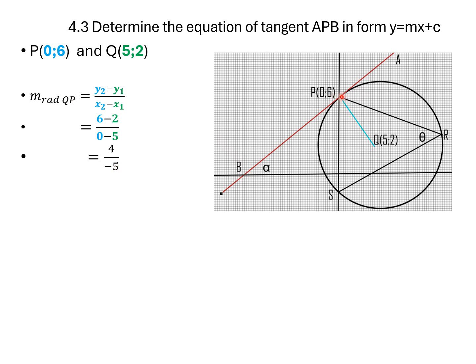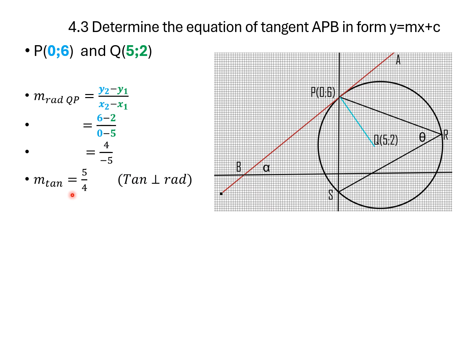But remember, radius and a tangent always meet at 90 degrees. So that means the gradient of the radius times the gradient of the tangent must always equal minus 1. Right? So I can then say the gradient of the tangent here would be positive 5 over 4. And my reason would be tangent perpendicular to radius. So that times this must always give me minus 1. So we just flip the fraction and change the sign. So 4 over 5 became 5 over 4 and negative became positive, right?